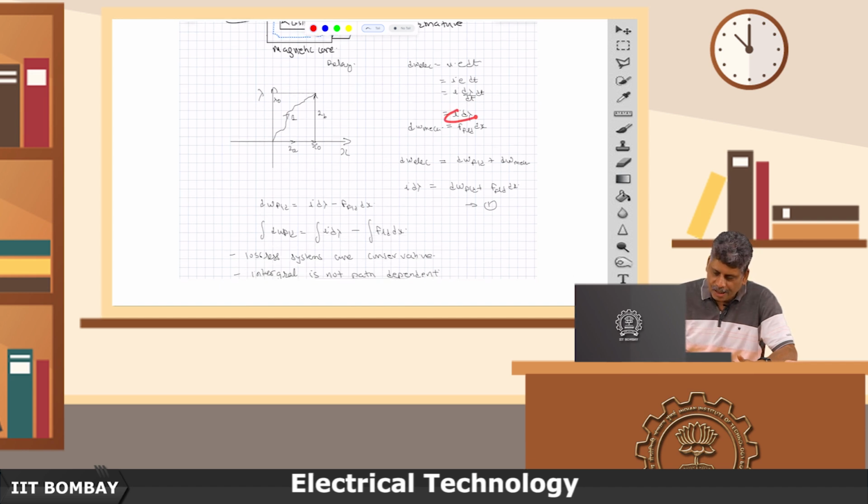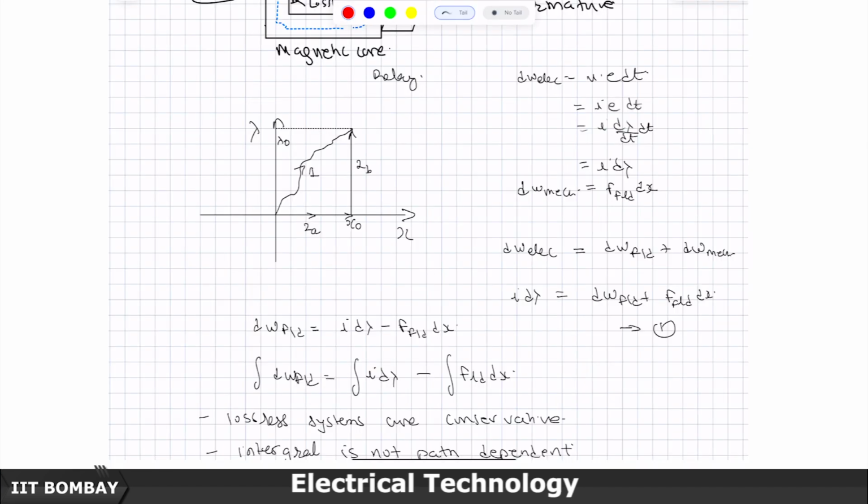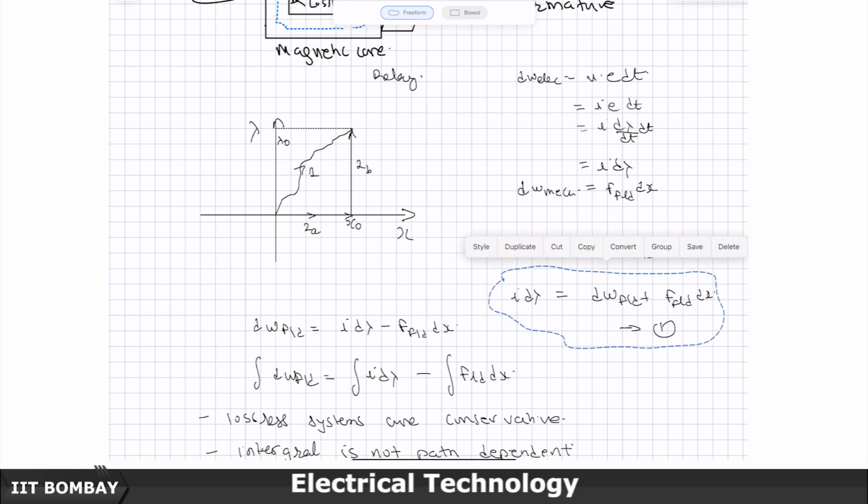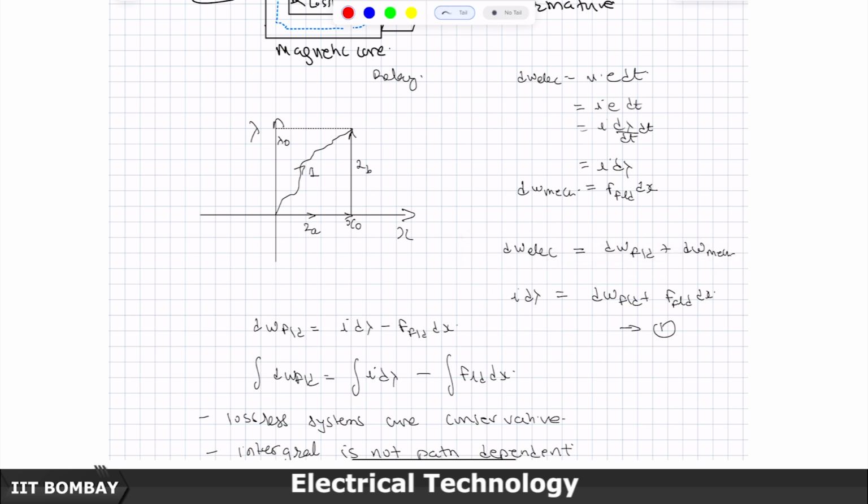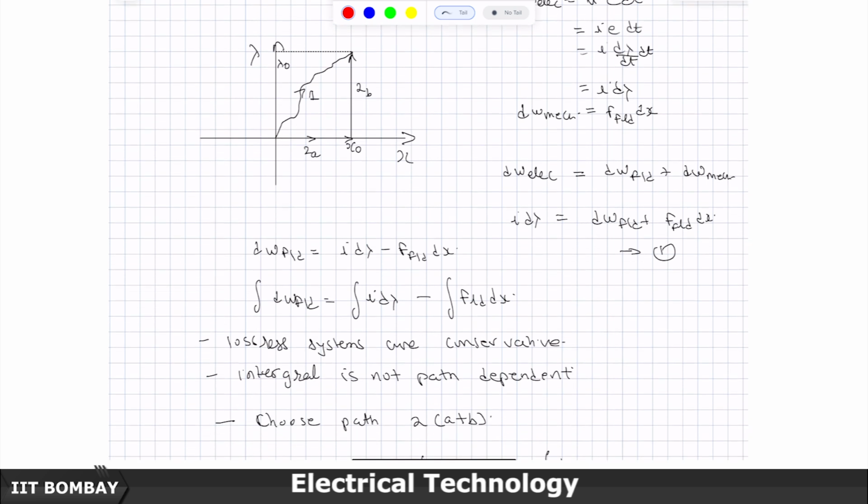So, therefore, electrical energy which is pumped in, i d lambda, is the same as the change in the magnetic field energy plus f_fld dx. This equation I am going to need later on, so I will keep it for my future use. Now, we will need this, so keep a track of this equation.